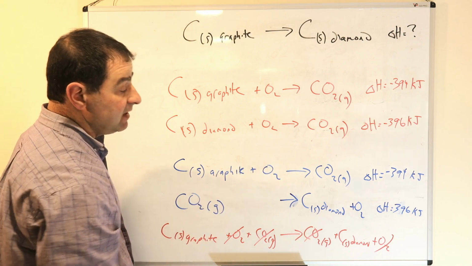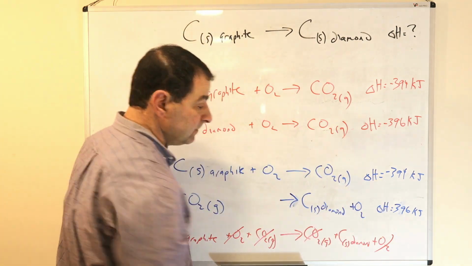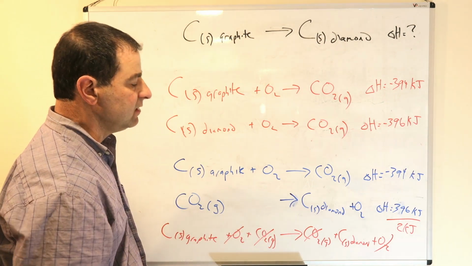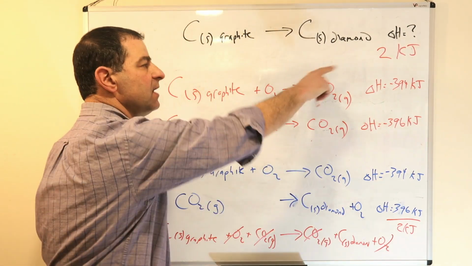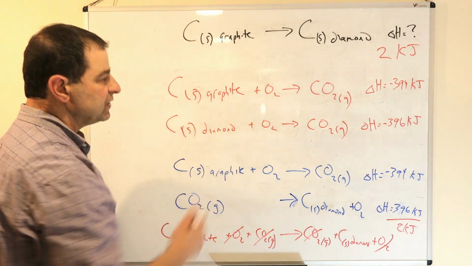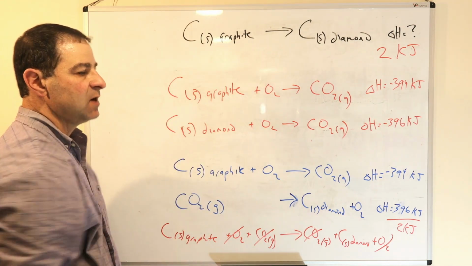I've changed the sign already. I simply need to add these two together. Negative 394 kilojoules plus 396 kilojoules is 2 kilojoules. So the heat of reaction is 2 kilojoules. Once again, Hess's law, just reversing the second reaction to get my desired reaction.